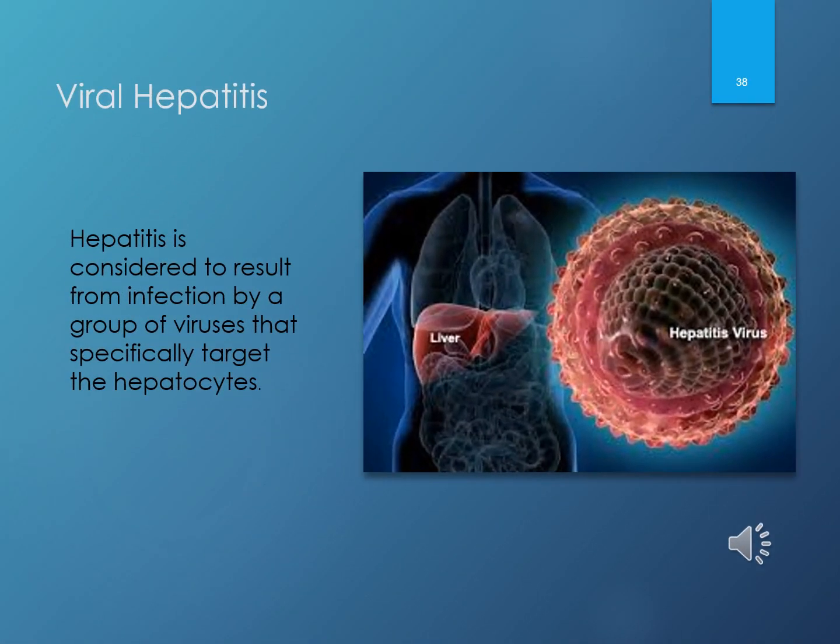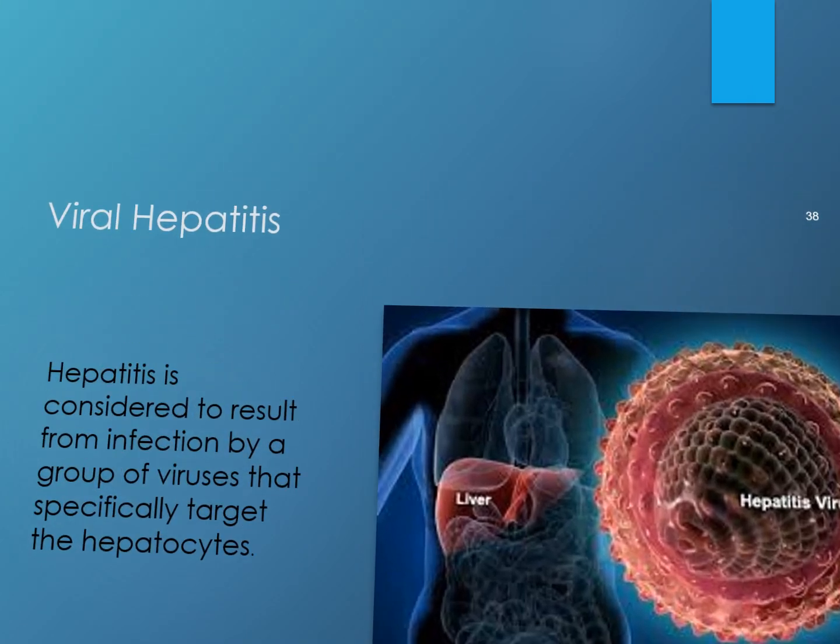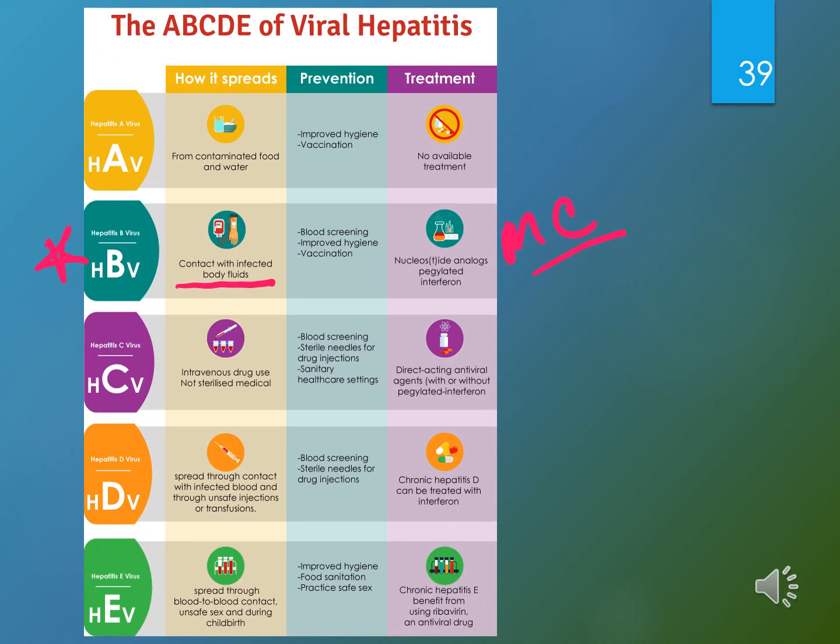Viral hepatitis specifically is considered to result from infection by a group of viruses that specifically target the hepatocytes. There are quite a few different types of viral hepatitis. The A's, the B's, the C's, the D's, the list goes on. The most common viral hepatitis is B by a lot. It's spread via contact with infected body fluids.